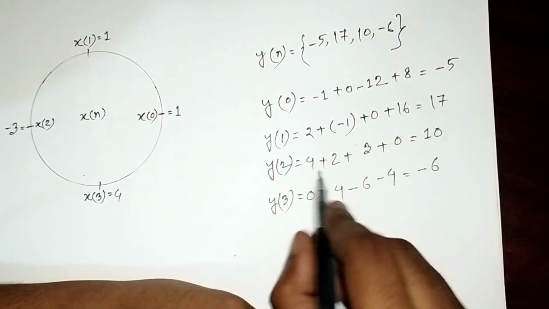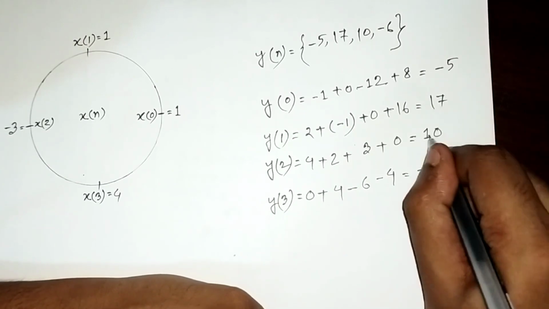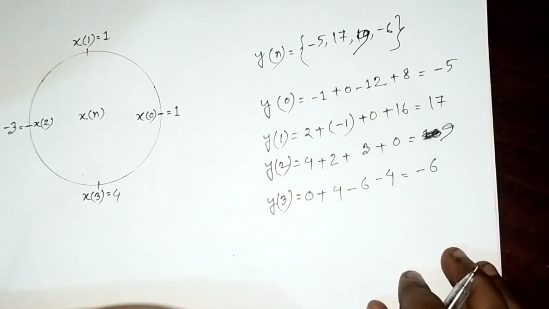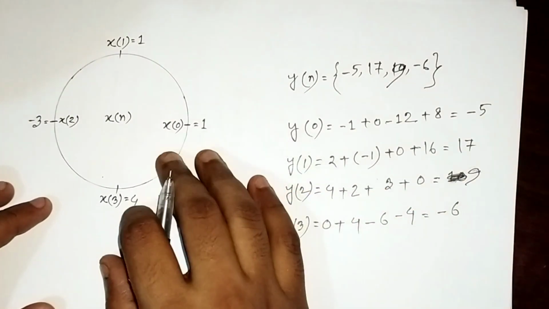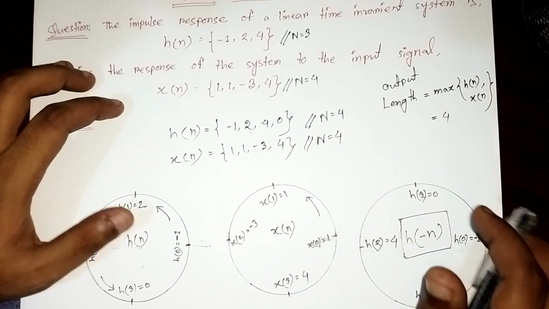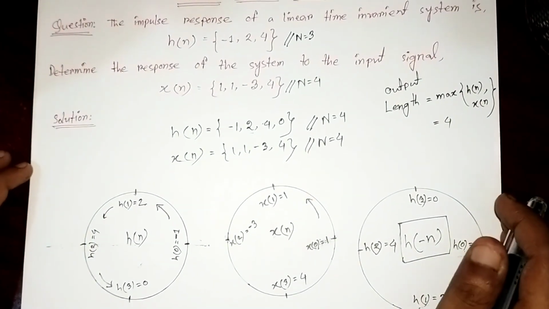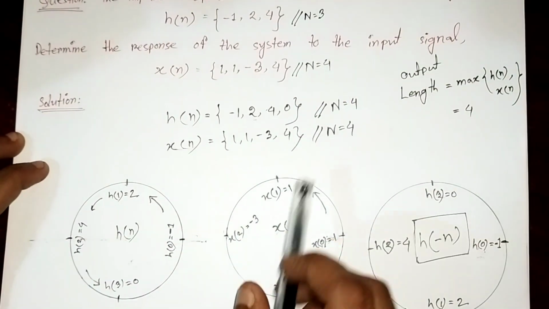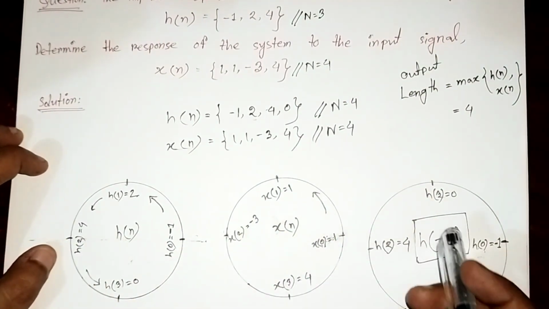There's one mistake. 4 plus 2 plus 3 is 9. Sorry, so this will be 9. So the output of our circular convolution matches with the matrix method. And I must clear one more thing. Sometimes there is a confusion among students that in circular convolution, which one will fold and which will not.